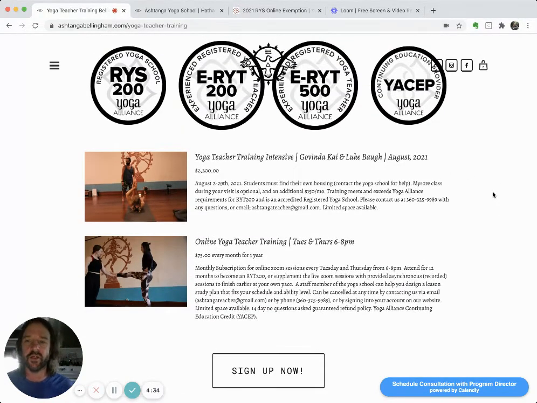One of them is the good old-fashioned intensive, and Master Govinda Kai is going to be back here in August. So we hope by then it will be safe to hold a training, and if so, from August 2nd through 29th, we'll be holding an intensive. This is essentially 7 to 8 hours every day until it's done, and then you get your 200-hour certificate at the end.